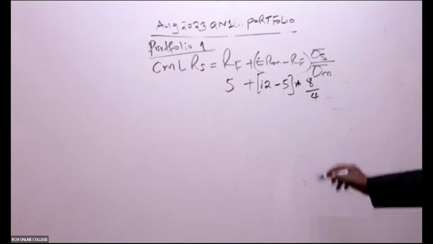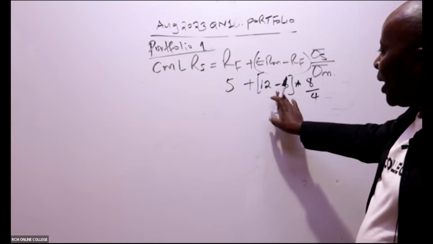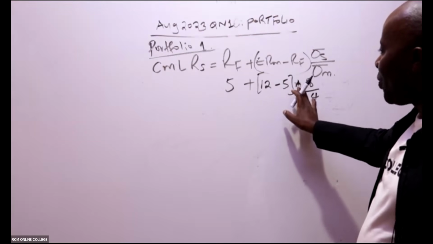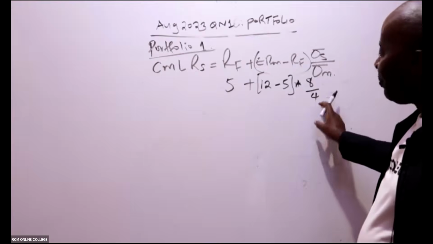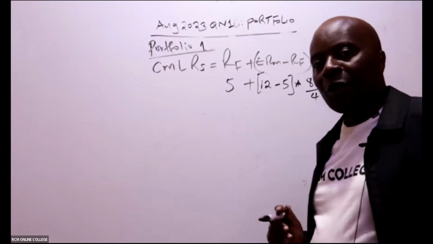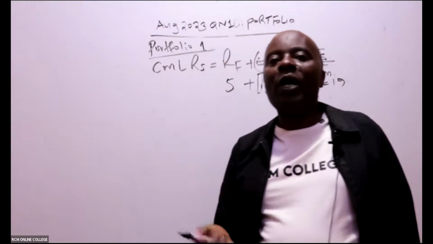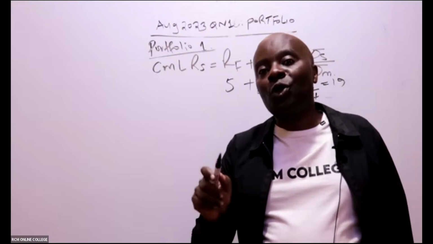So here you have to be a bright ninja. So it will be 5 plus open brackets, 12 minus 5, you close brackets, you say times 8 divided by 4. You give me a figure. So in this case here, it is what here? It is 19.